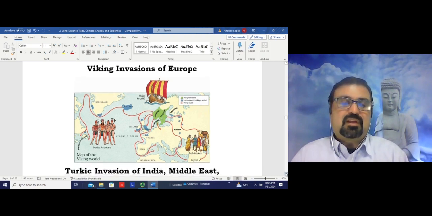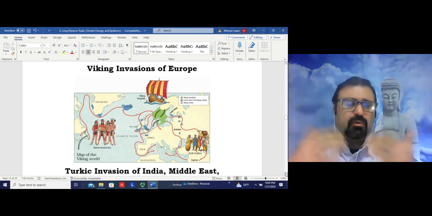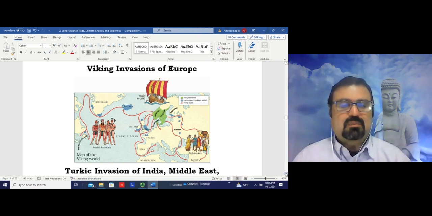This is again a map of the Viking invasions, as you can see, and this is again the invasions of the so-called quote-unquote barbarians that are raiding the sedentary groups of Europe, the civilized groups, in other words, that were agriculturalists.